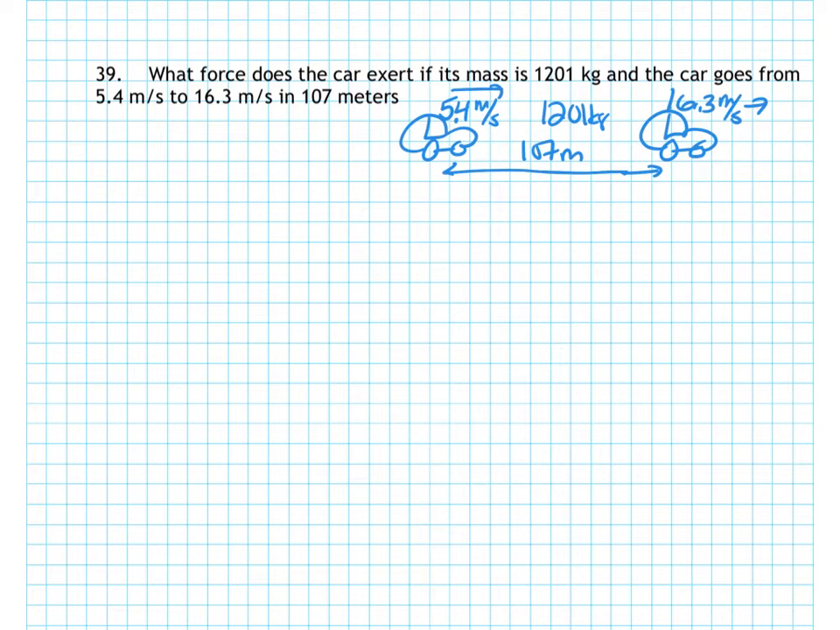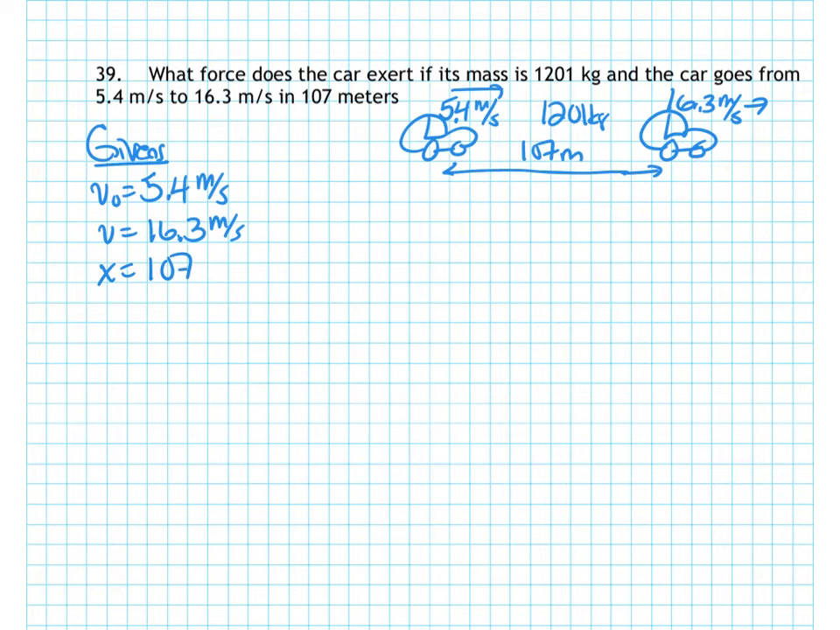All right, let's switch gears for a minute. Get started with a list of givens. So here are my givens. The beginning of my motion, the beginning of my story, my picture, V naught, is equal to 5.4 meters per second. Final velocity is the end of my motion, 16.3 meters per second. And the distance it travels is a displacement of 107 meters. And I know the mass is 1,201 kilograms. And I'm looking for the force.